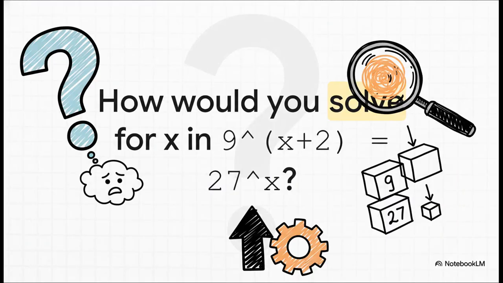So, take a look at this. You've got variables up in the exponents. The main numbers, the bases, a 9 and a 27, they don't even match. I mean, where do you even start with something like that? It looks tough for sure, but stick with me, because we are going to break down the exact strategy to solve this and any others that look just like it.